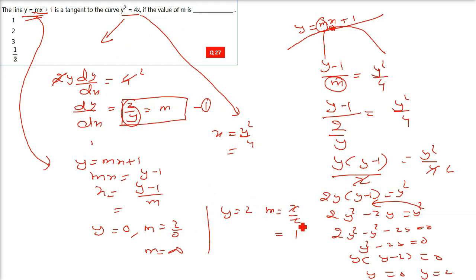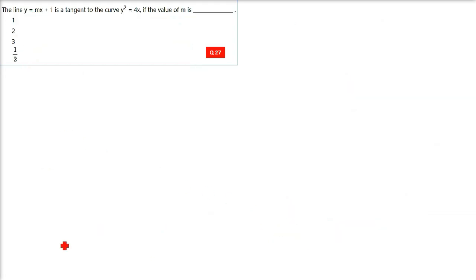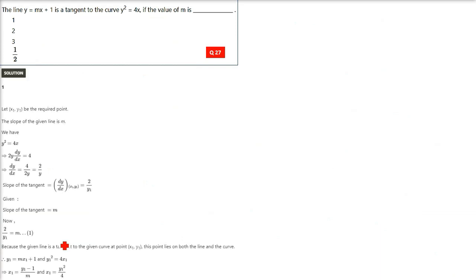But what are the options? 1, 2, 3 and half. So what is matching? 1. So you can just correct it to that. That is the correct option. Now let me show you the reference solution that you are going to follow.